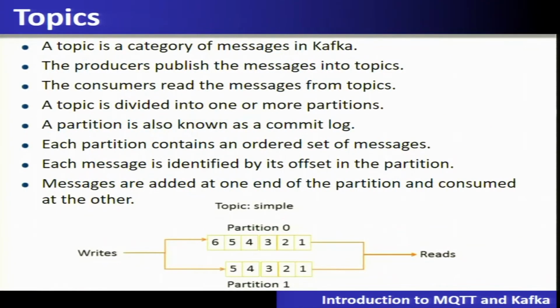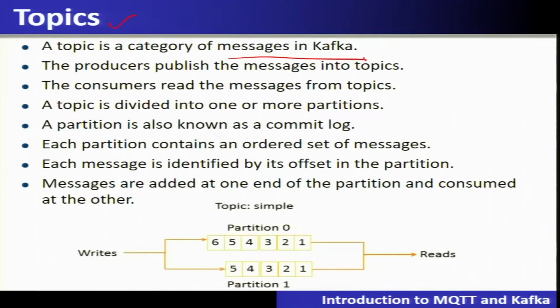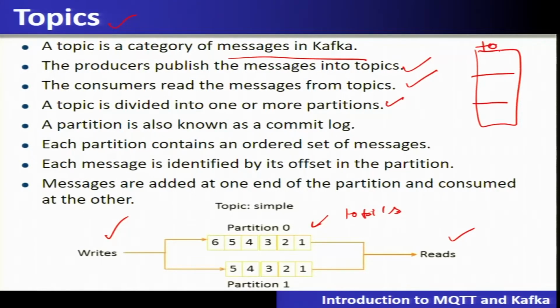Let us look at how the messages are further indexed in the form of topics. A topic is a category of messages in Kafka. Producers publish messages into topics and consumers read messages from topics. The topic is divided into one or more partitions. For example, if the number of messages in a particular topic is too many, then the topic is divided into partitions, and the partition is also known as the commit log.